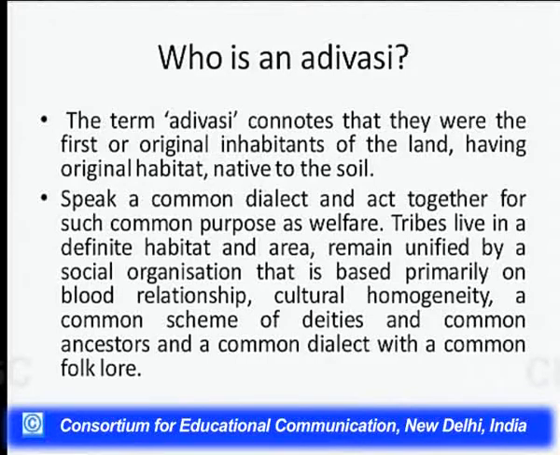the overall communal way of livelihood that they follow. And also, cultural homogeneity is another very important feature that distinguishes the tribes, and of course they have a common scheme of deities. Their worshipping together is again a very important feature of their social life, and they have common ancestors as well as a common folklore to fall back on. So, these are some of the important features which, from a sociological perspective, are very important to distinguish a tribe from the rest of the population.